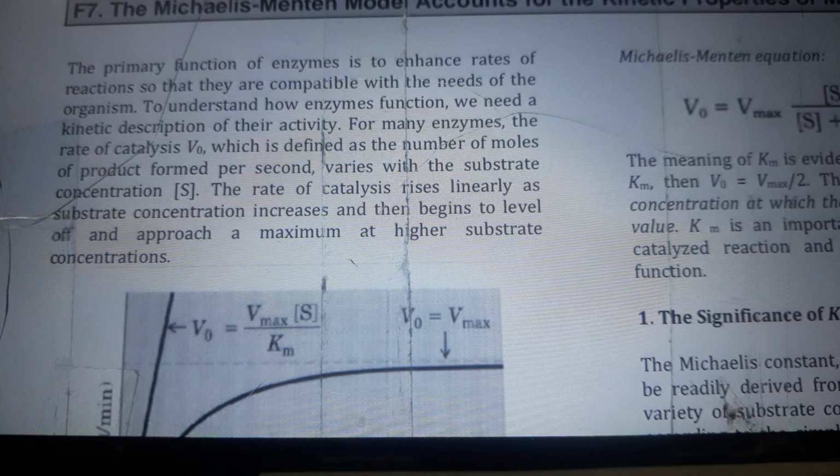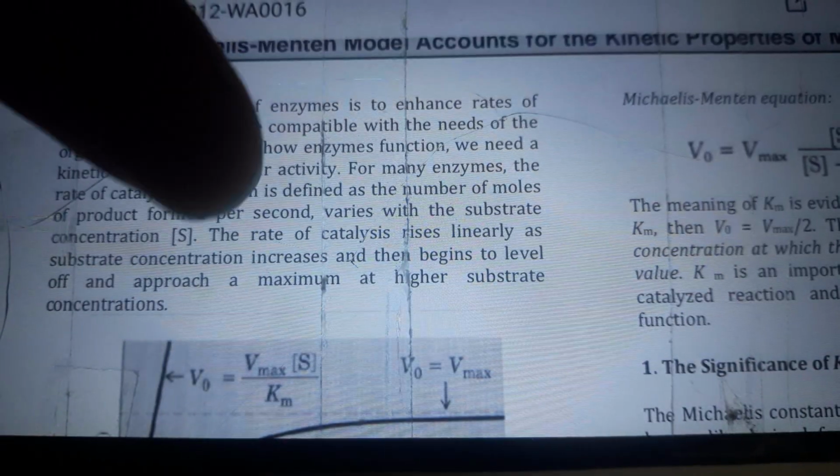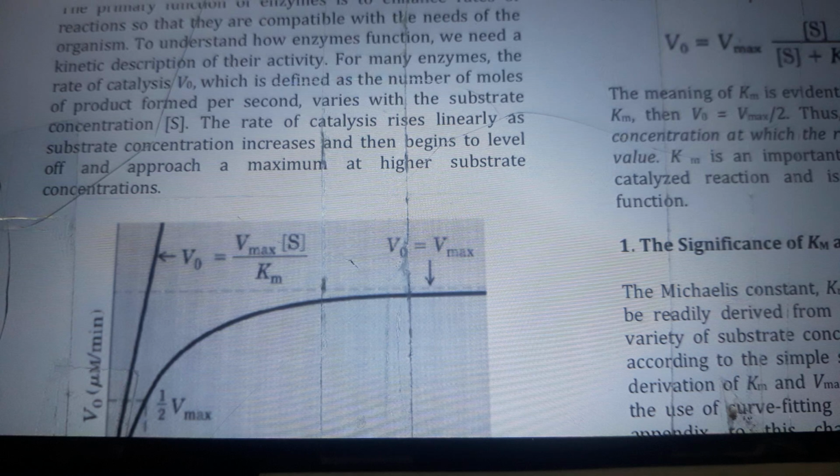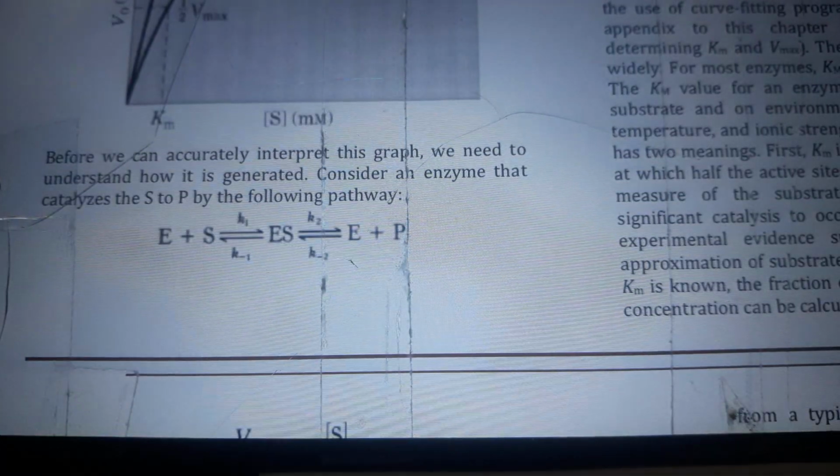Okay, continuing with the subject. To understand how enzymes function, we need a kinetic description of the activity. For many enzymes, the rate of catalysis, V0, which is defined as the number of moles of product formed per second, varies with the substrate concentration S. The rate of catalysis rises linearly as substrate concentration increases and then begins to level off and approach a maximum at higher substrate concentrations. The graph shows that. Before we can accurately interpret this graph, we need to understand how it is in fact generated.